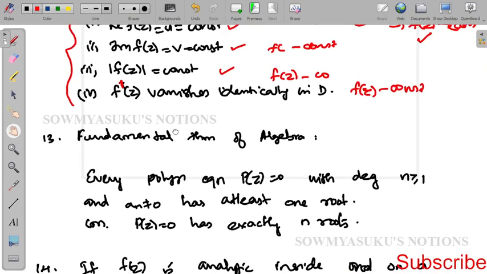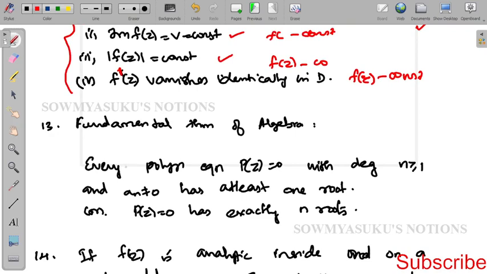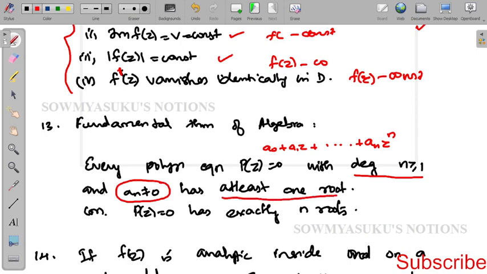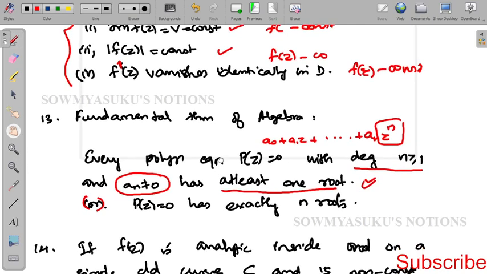Now the 13th one, the fundamental theorem of algebra. Every polynomial equation p(z) = a0 + a1 z + a2 z^2 + ... + an z^n, with degree n greater than or equal to 1 and an not equal to 0, has at least one root. Or we can say that p(z) = 0 has exactly n roots, because the degree is n. That is the fundamental theorem of algebra.